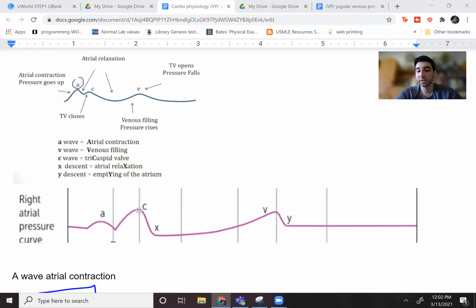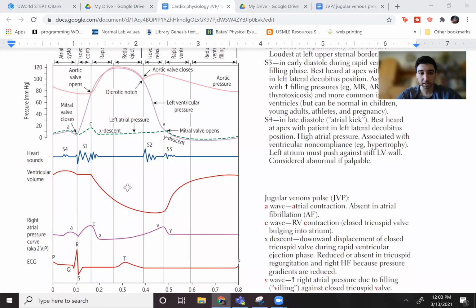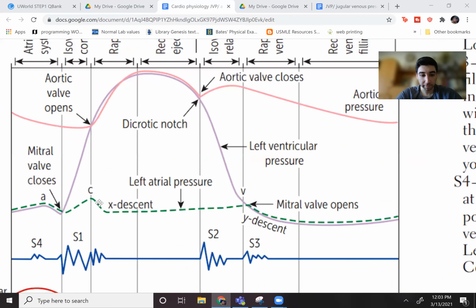The peak of the C wave is going to be when the tricuspid valve fully closes and bounces back into the atrium. And also, this is the point at which the pulmonic valve and the aortic valve, if you're looking at the left side of the heart, will open. So let's look at this diagram and correlate these findings to what we see here. Now we can just focus on the left side of the heart. So this is the left atrium, right?